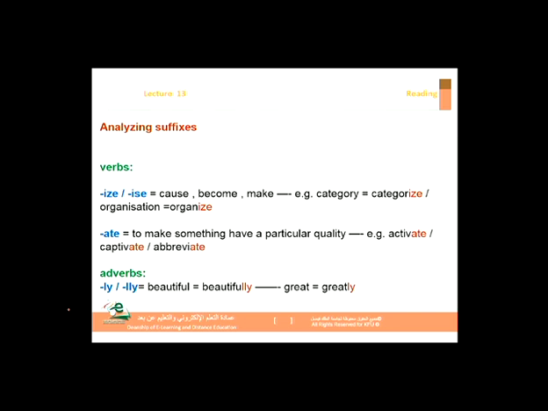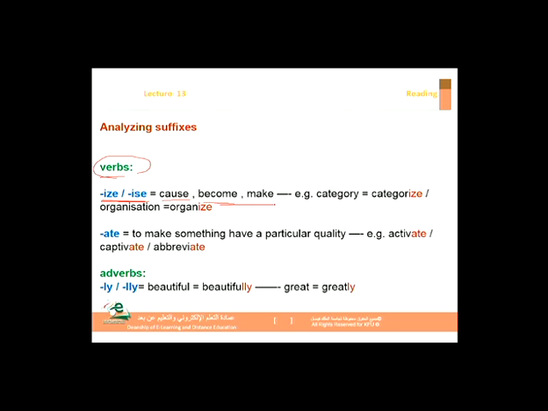These suffixes, as you can see, we have 3 today. So, -ize, I-Z-E or I-S-E. If you find this suffix at the end of any word, then chances are this is a verb. Right? This suffix indicates verbs, and it means to cause or become or make.